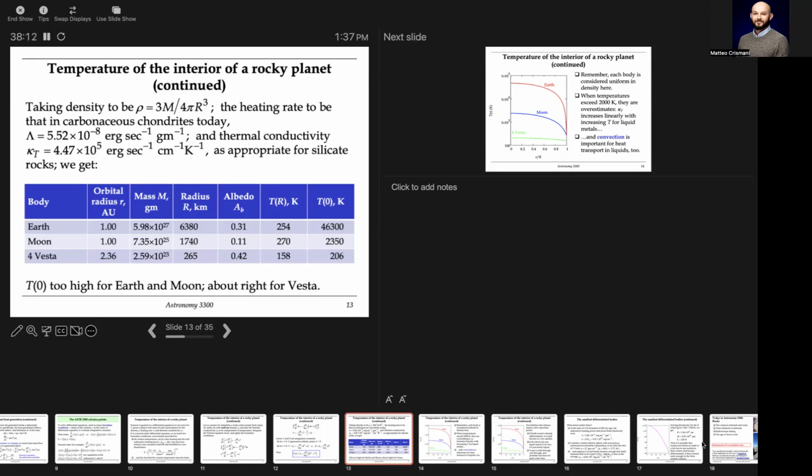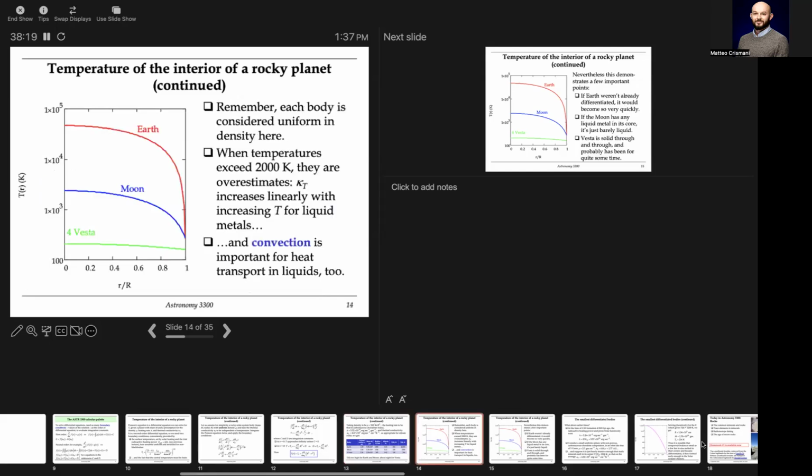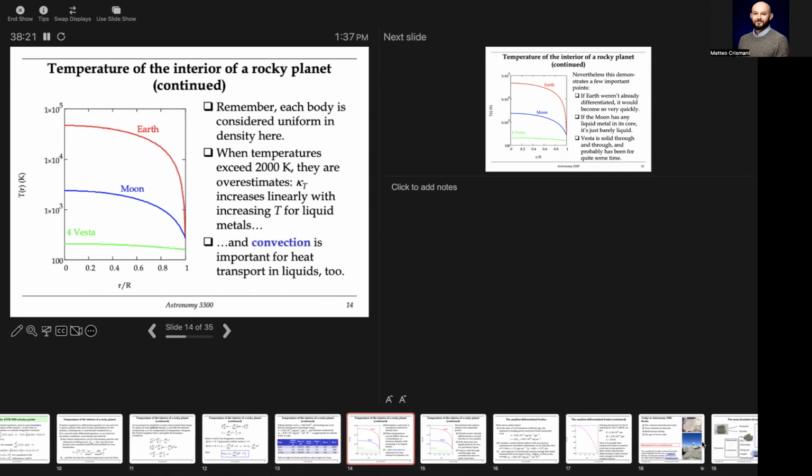What's that? Well, this is only the now values, right? So these values here we used were for the heating rates today. Okay. So this is the interior today, right? Each body is considered uniform density.